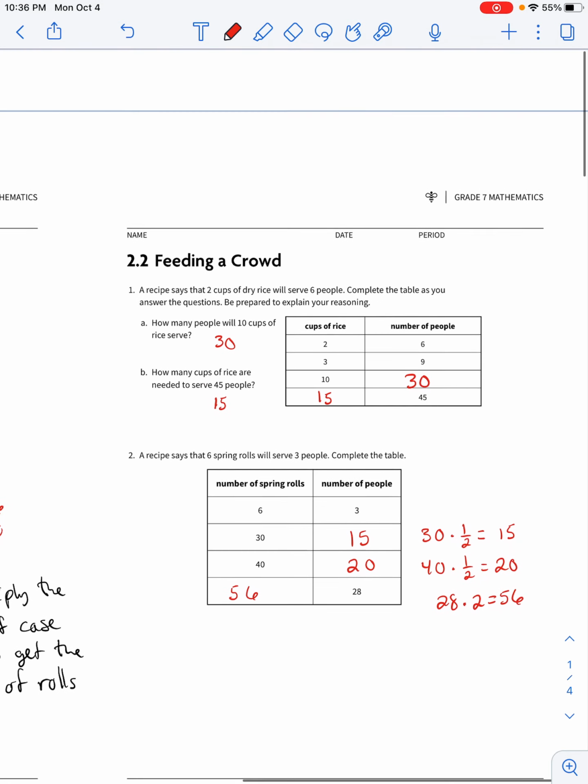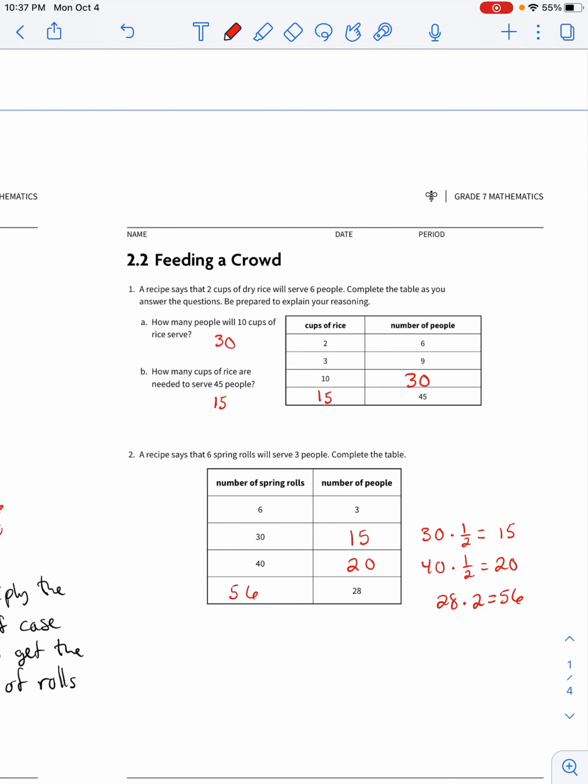Okay, continuing on. Now we've got a table with some blanks. We need to fill them in. It says this is proportional. A recipe says that 2 cups of dry rice will serve 6 people. Complete the table as you answer the question. Be prepared to explain your reasoning. Obviously this is going to be a proportional relationship. Every 2 cups feeds 6 people. So if 2 feeds 6, 3 will feed 9, right? Because you increase by 1.5 here from 6 to 9.